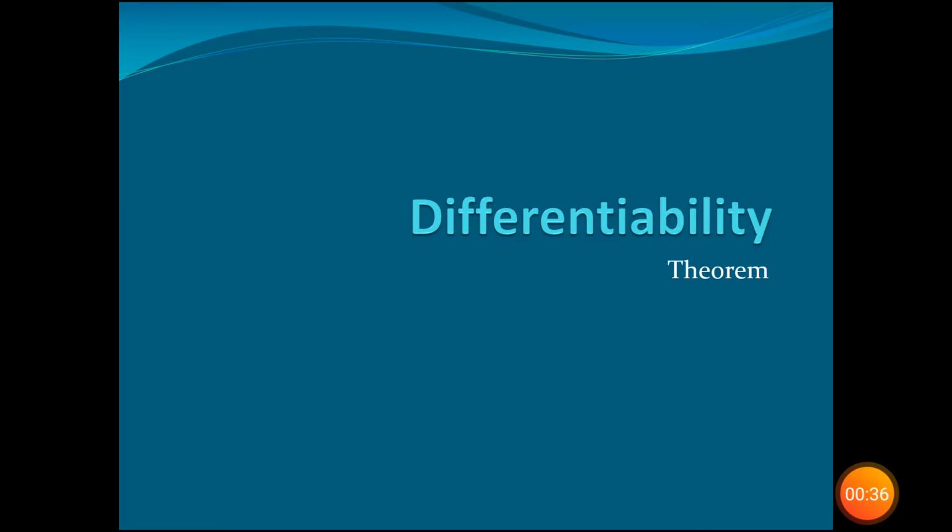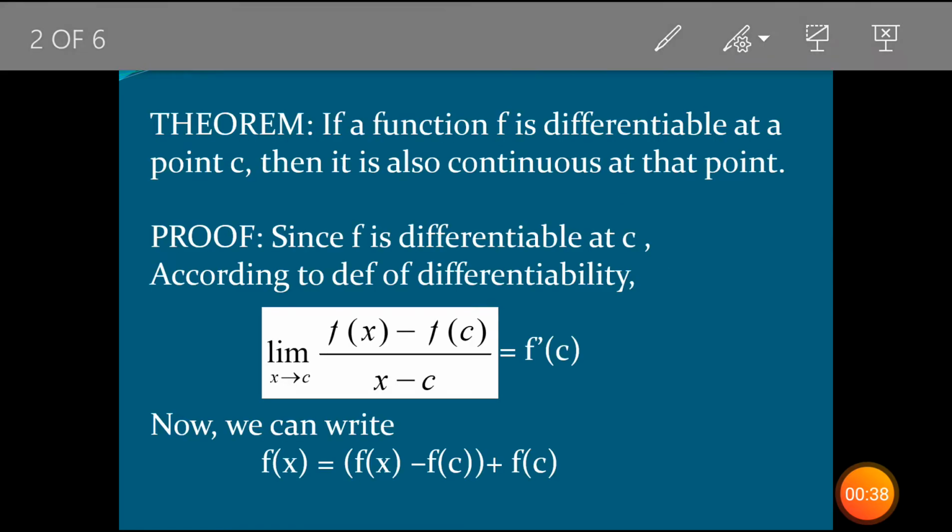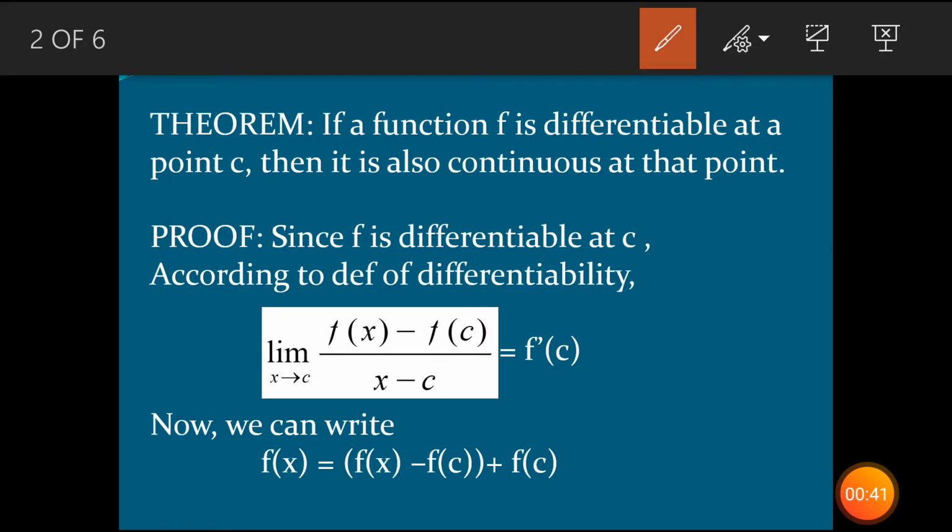So what is the statement of the theorem? See, the theorem says that if a function f is differentiable at a point c, then it is also continuous at that point. It means, in short, we can say the theorem says that if a function is differentiable at a point c, then this implies that the function will also be continuous at that point. So it means differentiability implies that the function is continuous.